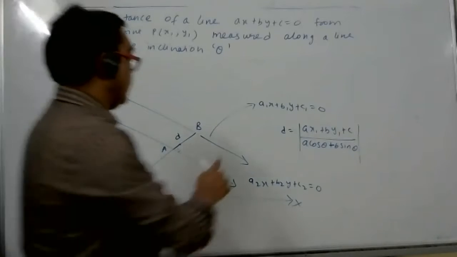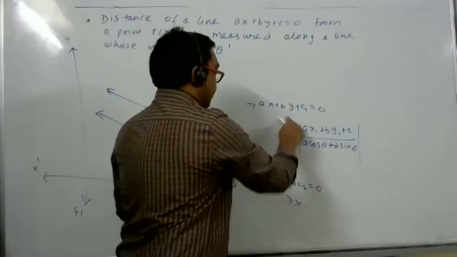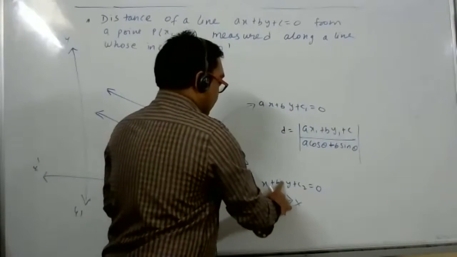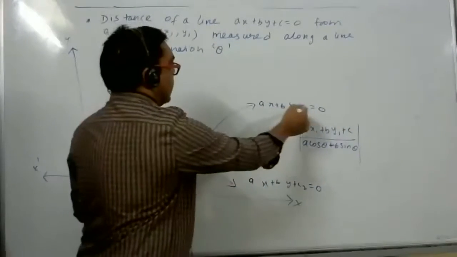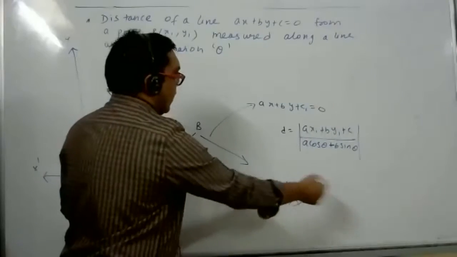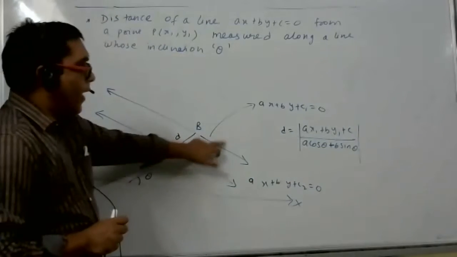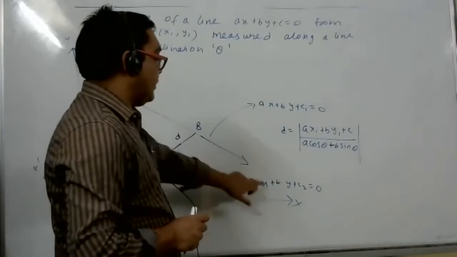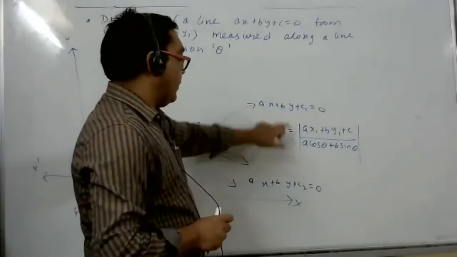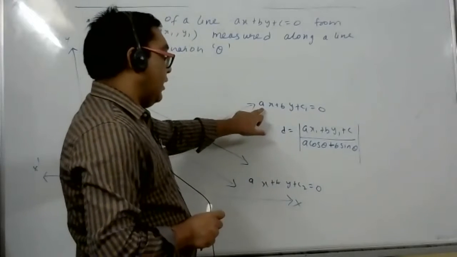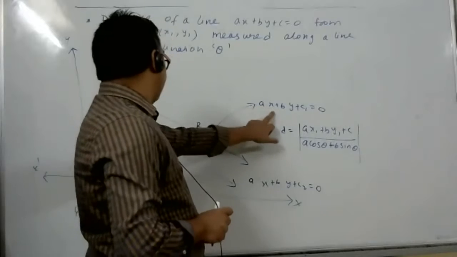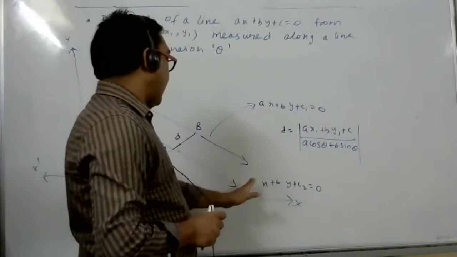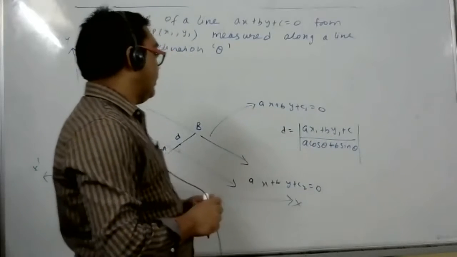So I wrote wrong here, student. This is A, B, C1. Let me rectify this. This is AX plus BY plus C1 and AX plus BY plus C2. The lines are parallel, so the coefficient of X has to be the same and the coefficient of Y should be the same. So the line is not AX1. The lines are AX plus BY plus C1 and AX plus BY plus C2.